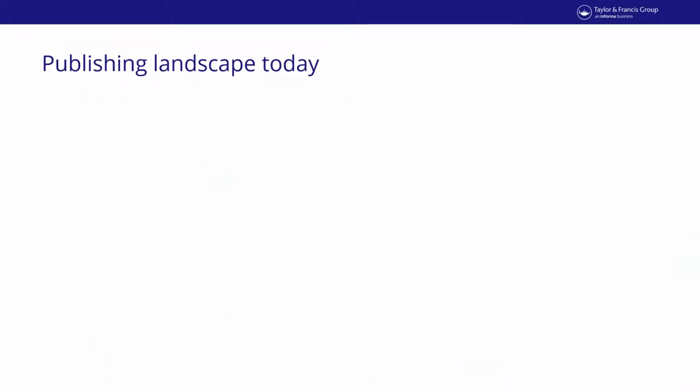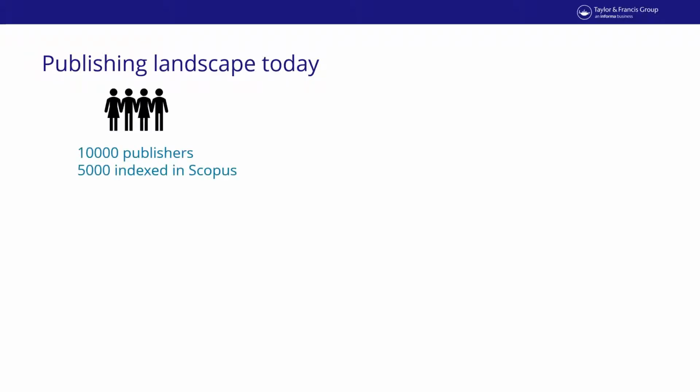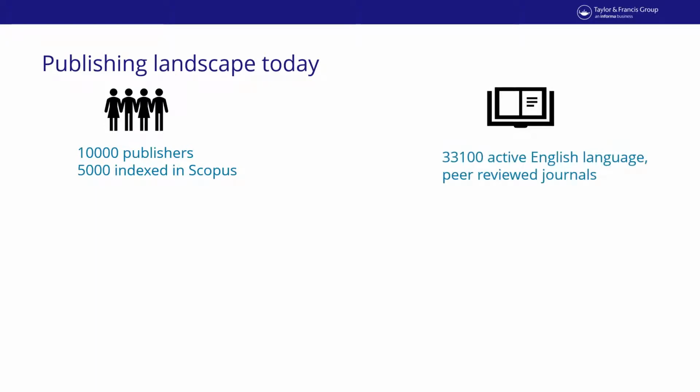So why do we need to discuss research impact? Why is it important? I thought I would just give you a little bit of a glimpse of the publishing landscape today. So today there are about 10,000 publishers in the world, 5,000 of which are indexed in Scopus. And of those publishers, they're publishing around 33,000 active English language peer review journals, with another 9,000 plus non-English language peer review journals out there. And this number traditionally grows year on year by about 3.5%.